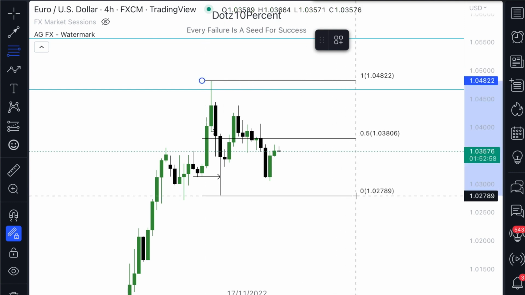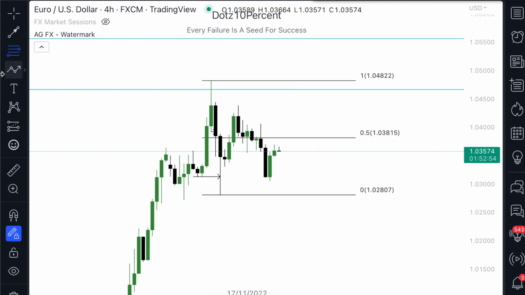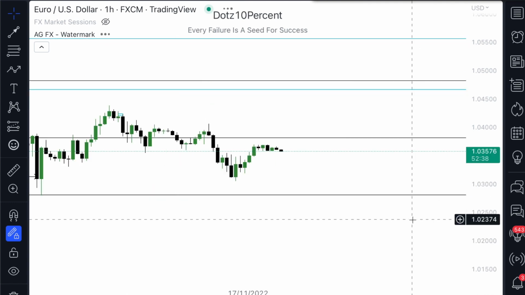So what can we then do? Mark high to low. See, price has come to premium. We've got that delivery. We've tapped into some sort of array. So now we expect price to draw to this low. Cool. Let's come on a lower time frame.